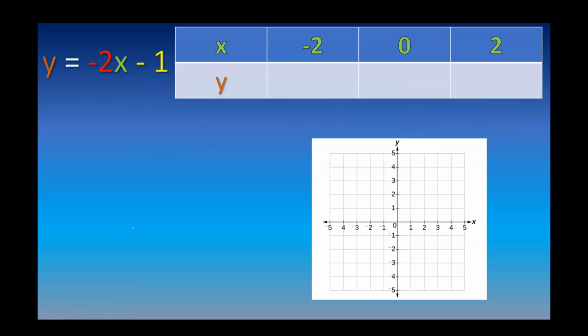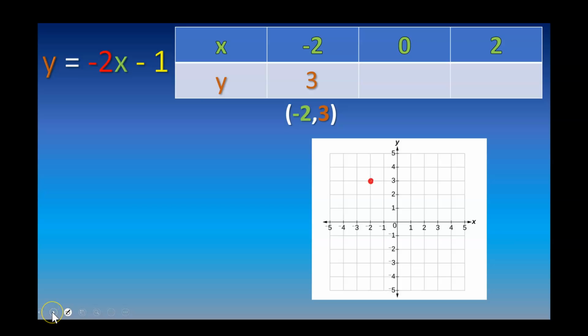Let's take a look at another example. This time we have the formula y equals negative 2x minus 1. We can choose any numbers that we want for the x value. In this case, I've chosen to use negative 2, 0, and 2. Let's fill out the chart for each of those values. First, let's replace the letter x with negative 2. Negative 2 multiplied by negative 2 gives you positive 4. Minus 1 is positive 3. That creates the point negative 2, 3, which we can put into our graph.